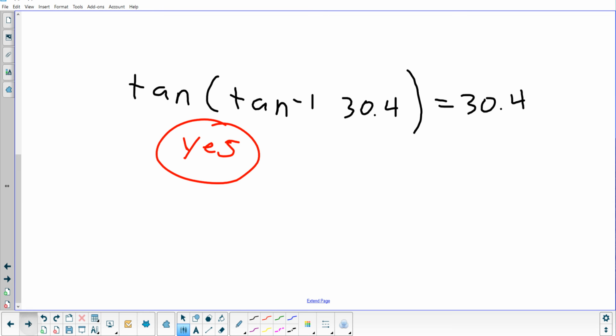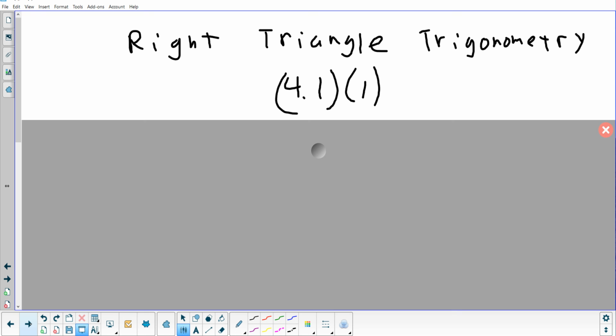Good. So, last section, 4.1. We'll do part of 4.1 today, and then we'll finish the rest of it tomorrow. All right, right triangle trig.